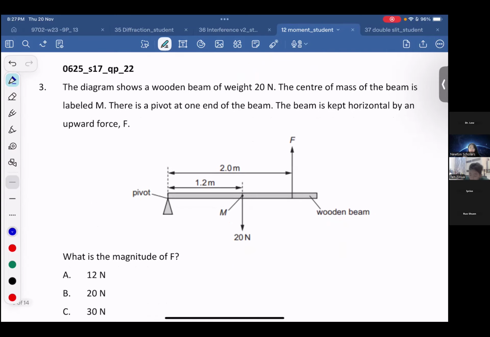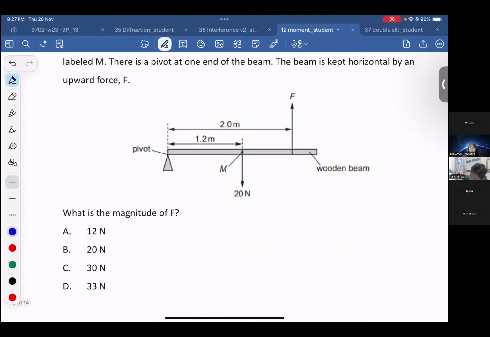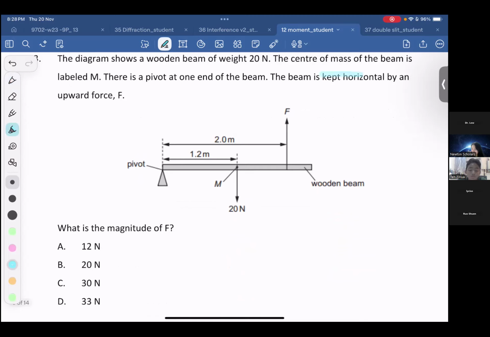Question number 3. The problem is that the force acting on the beam isn't at either side of the pivot. Now the pivot is on your left hand side. Okay, can you try and tell me? So the first step I want is for you to determine the direction of movement, anti-clockwise or clockwise. Okay, they want to keep it horizontal. So highlight this keyword: keep horizontal. That means the anti-clockwise moment equals the clockwise moment.